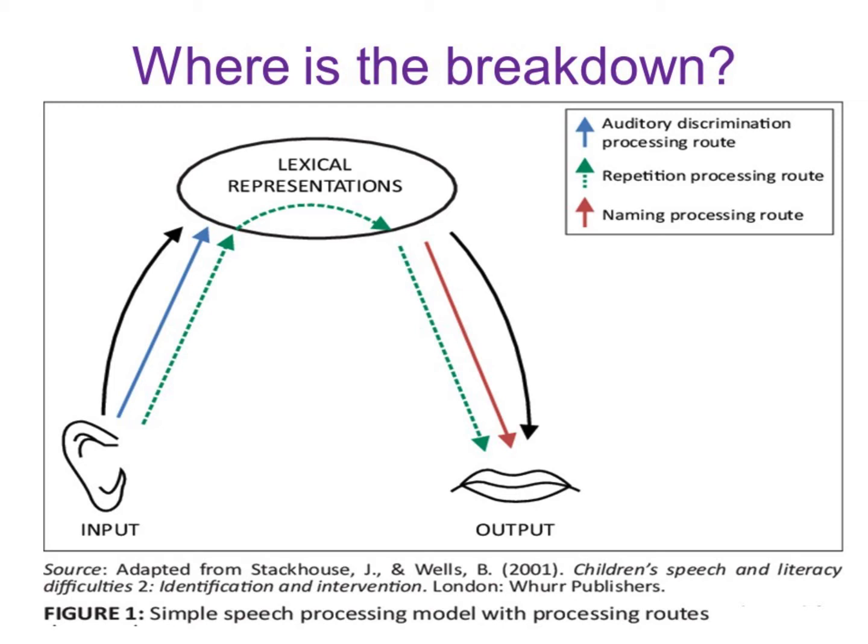A child who has a difficulty at the level of output might find it hard to produce the sounds clearly by knowing where to position their tongue or lips. This is what we referred to earlier as an articulation difficulty.